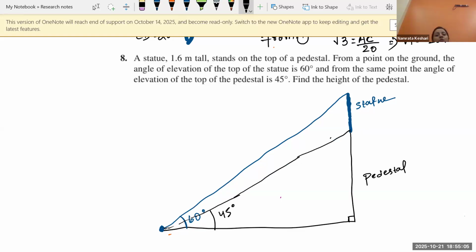This question is somehow the same as the previous question, right? Here the upper part is given and the downward part is asked. Previously the downward part was given and the upper part was asked in the question, right? Yes, ma'am. Okay, exactly the same question.